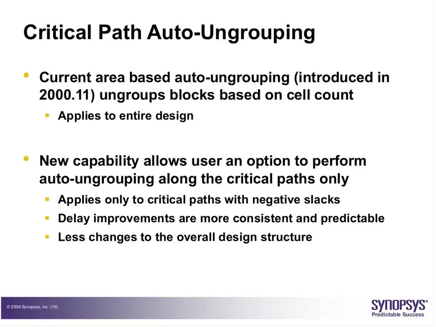Now there is something called critical path auto ungrouping. So earlier what we saw was mostly area based ungrouping. For critical path ungrouping, compile ultra has a feature where it will do it by default. We have seen this in lab 2, I guess, that if we do not specify anything to compile ultra, just do compile ultra, it will ungroup the small designs. To prevent this ungrouping, this critical path auto ungrouping, we have to set a variable, or we have to say compile ultra minus no auto ungroup, right. But obviously the advantages of ungrouping are many: there is lesser area and better path. It only applies to critical paths with negative slack, and delay improvement is more consistent and more predictable.